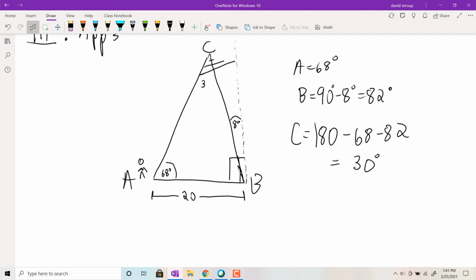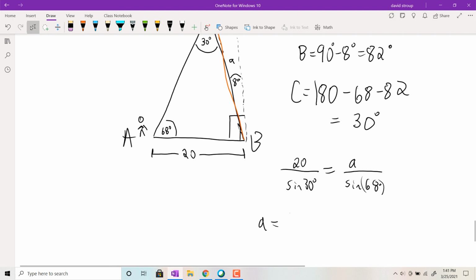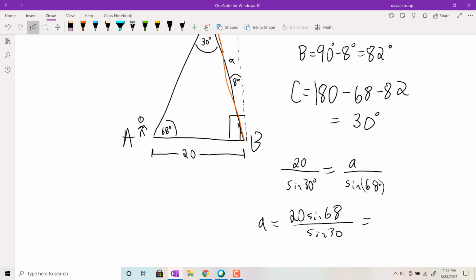So we know this angle up here. What are we looking for? We're looking for the length of the telephone pole, this red line here, which traditionally we would think of as length A, little a. It looks like we could use the law of sines to do that. So you'll say 20 all over sine of angle C, which is 30 degrees, equals that telephone pole length, which is A in this picture, all over the sine of 68. Then we should be able to solve that for A. Just multiply both sides by sine 68, so we'll get 20 sine 68 all over sine 30, which is equal to 37 feet. So it turns out the telephone pole is 37 feet tall.